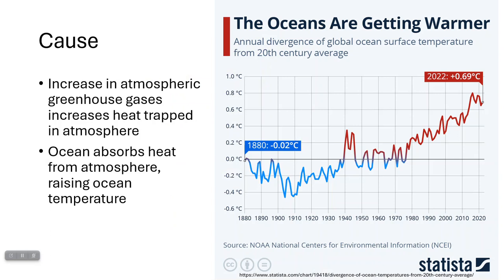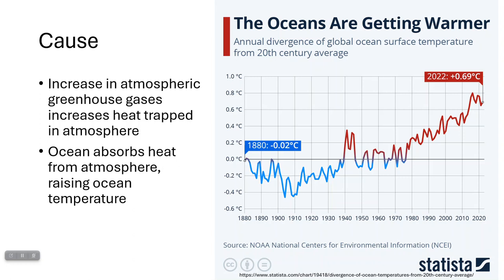Well, the entire planet is warming due to an increase in the concentration of greenhouse gases in the atmosphere. That traps more heat in the atmosphere, and then that heat just spreads. So the ocean absorbs heat from the atmosphere, and when the atmosphere gets warmer, so does the ocean.